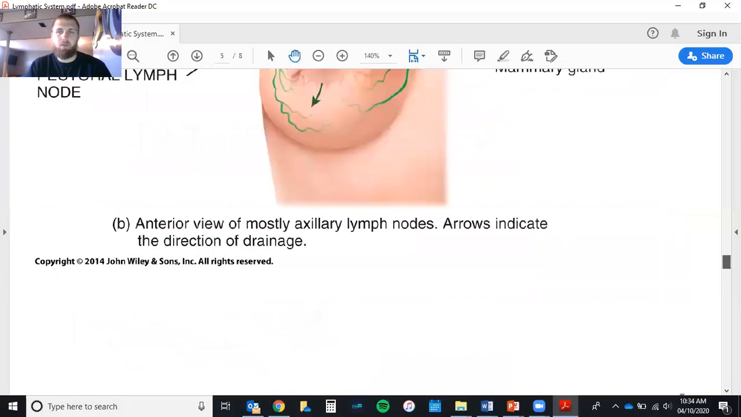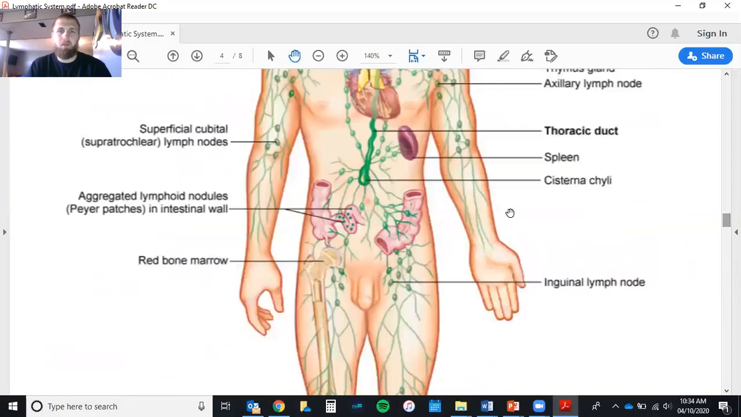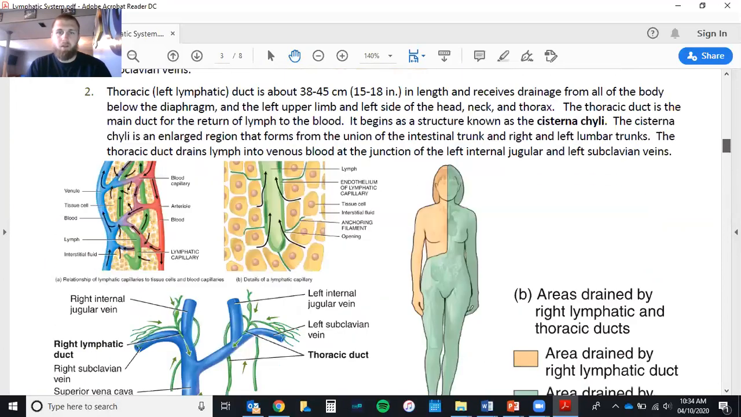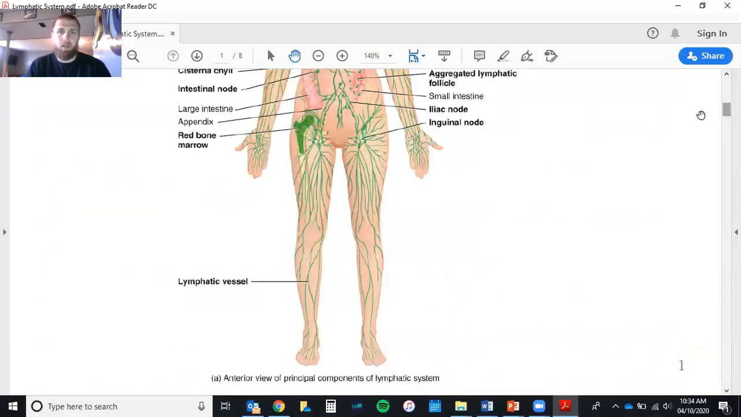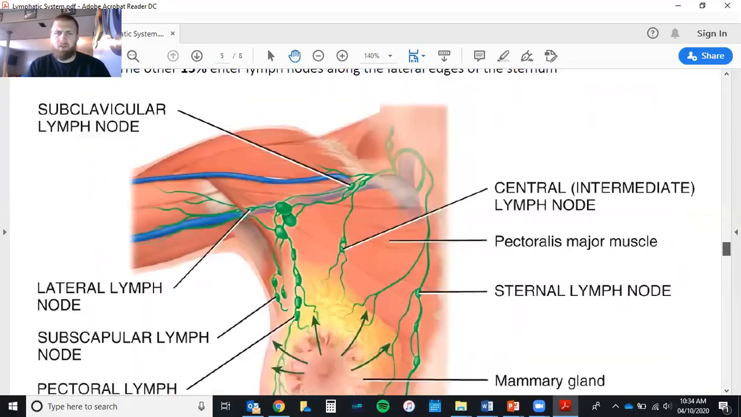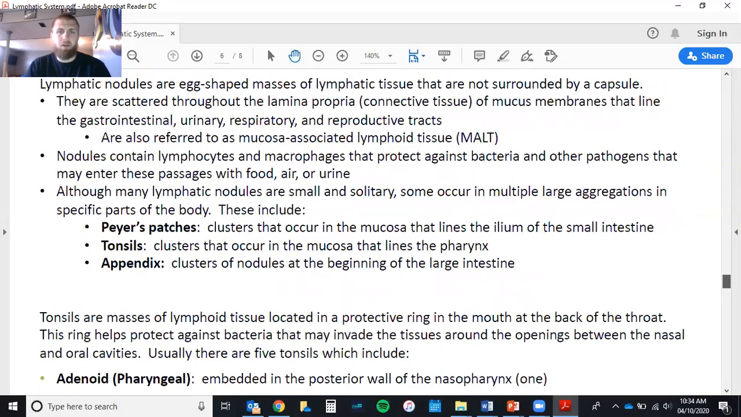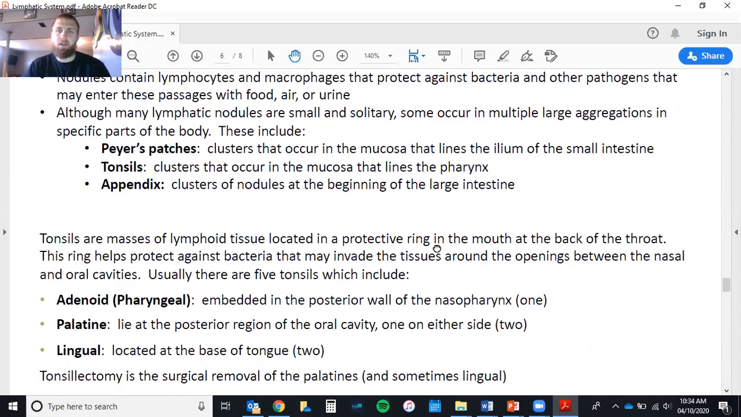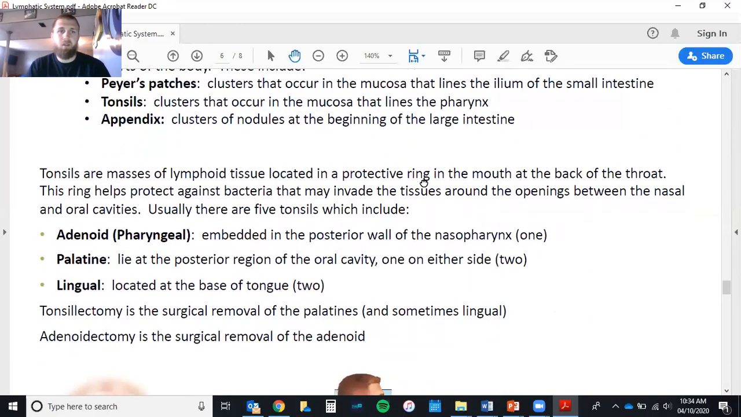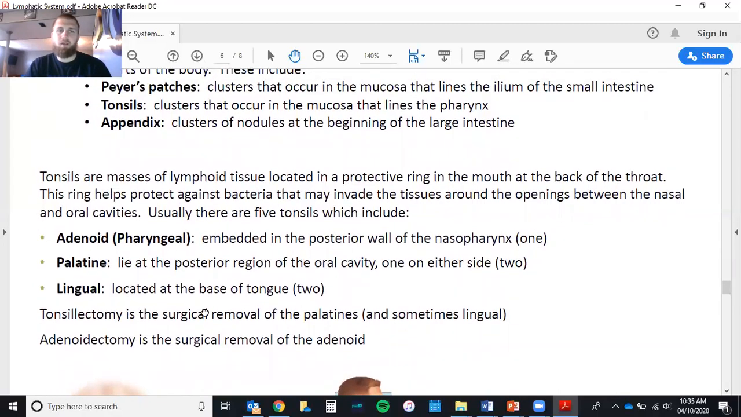Peyer's patches, which I pointed out on that first page, these little dots in here, okay? They had them on the first page labeled as aggregated lymphatic follicles, and I usually just call them Peyer's patches, but they're clusters that occur in the mucosa lining the ileum of our small intestine. Your tonsils, which I'll talk a little bit more about on the bottom of the page, occur in the mucosa lining the pharynx, and then our appendix, which is at the beginning of our large intestine.